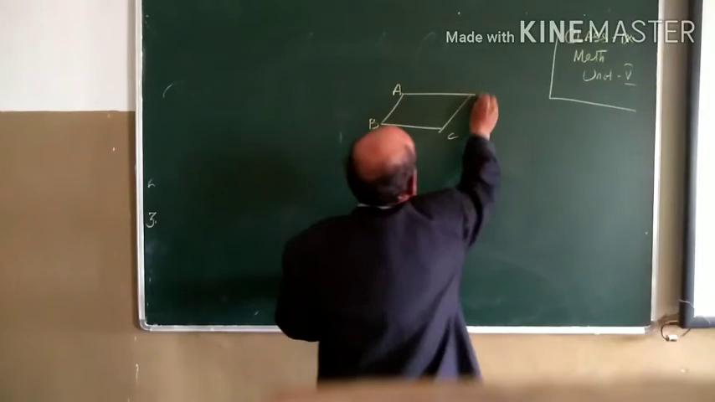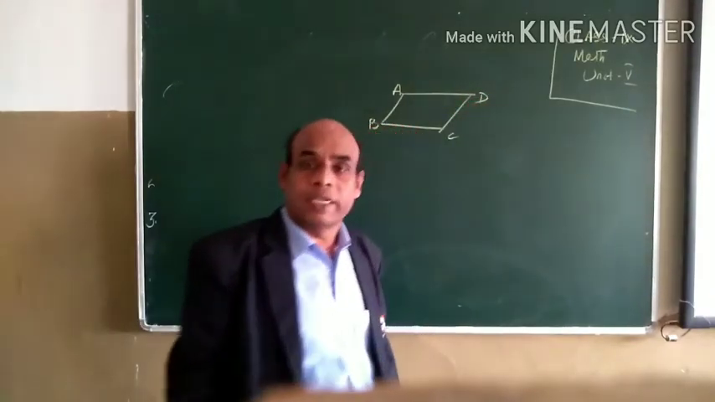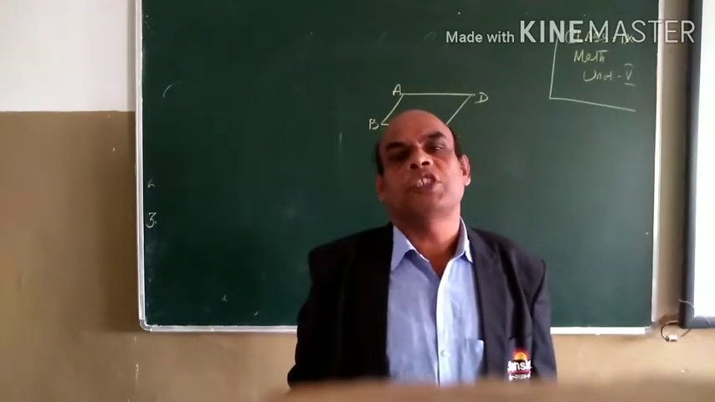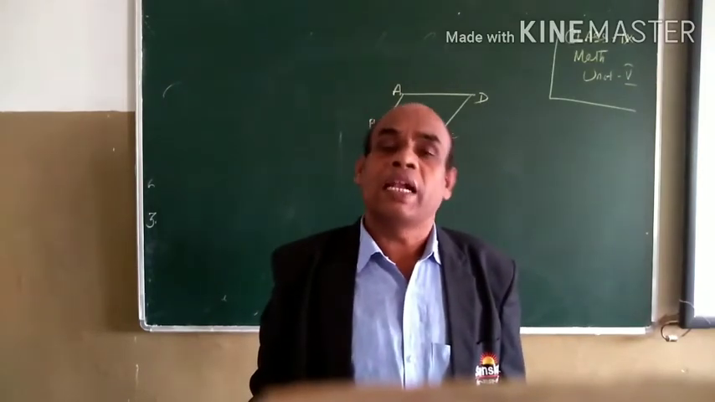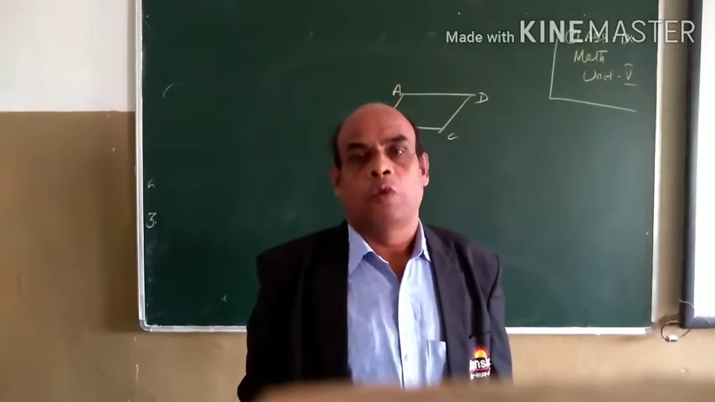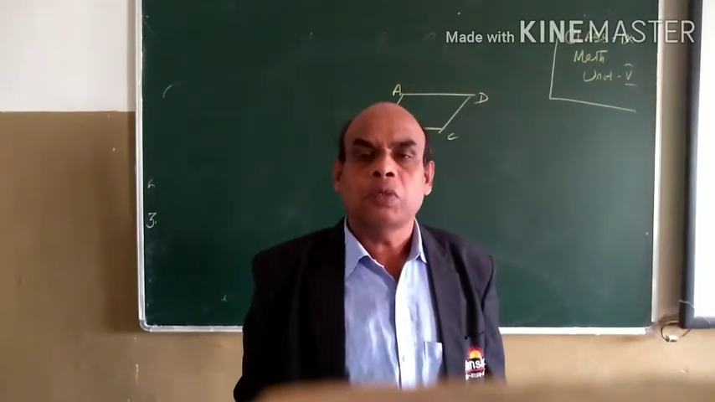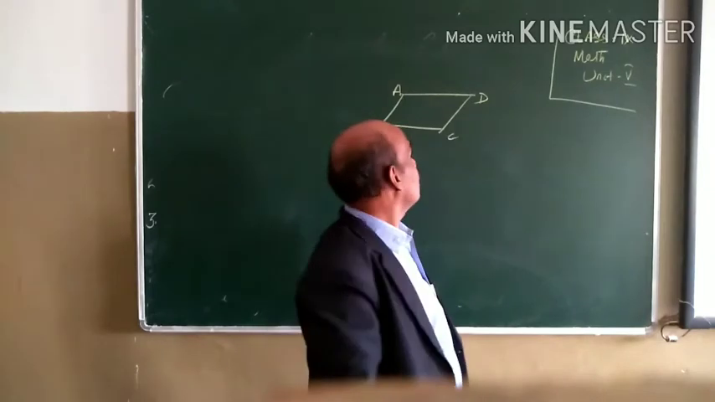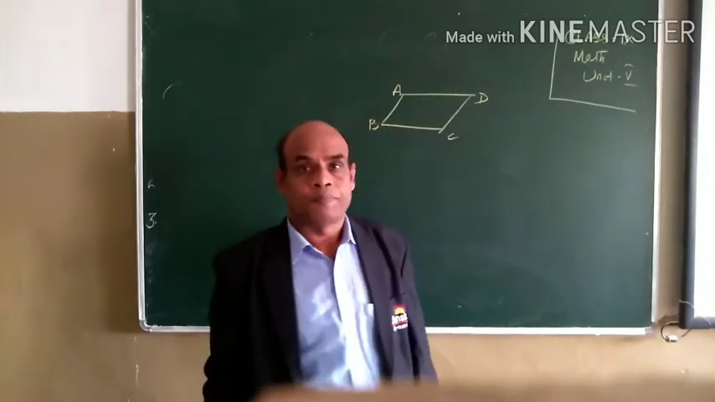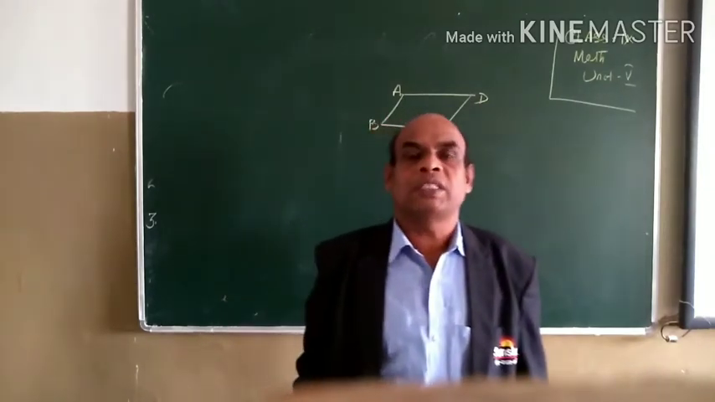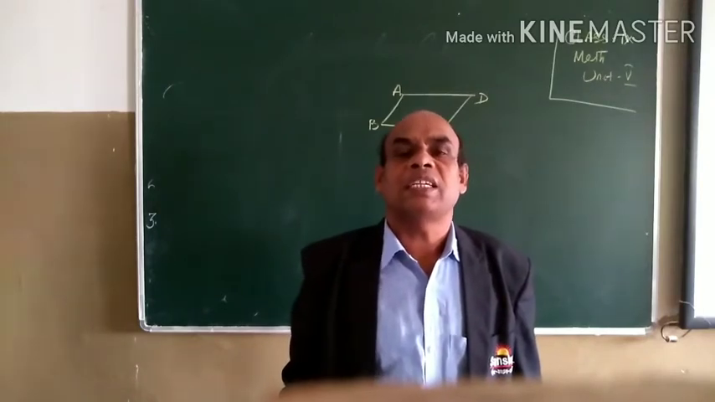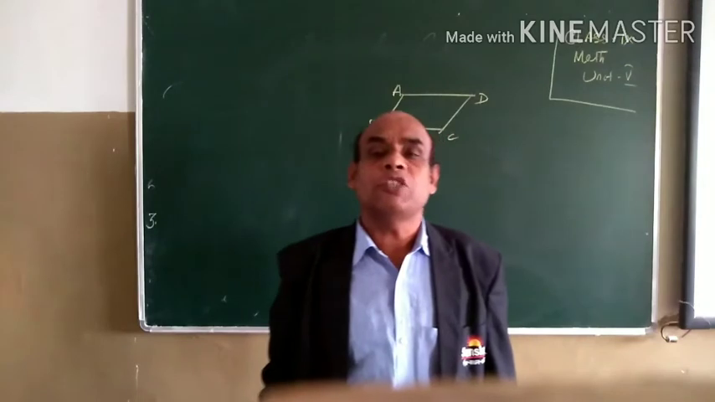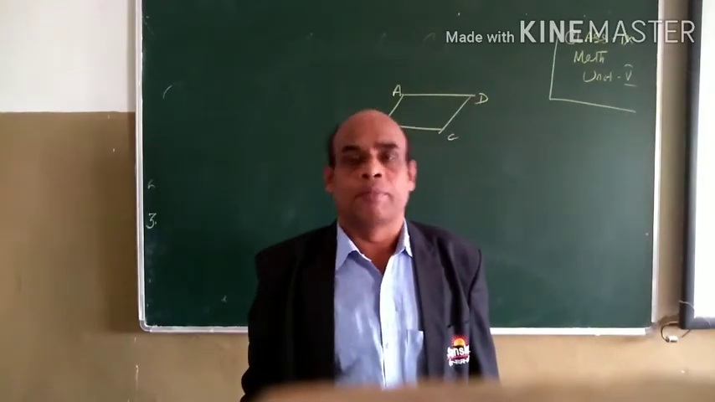We can say it is also a quadrilateral. Opposite sides are parallel to each other. So this is called a parallelogram. Otherwise you can say opposite sides are equal to each other. So a rectangle is also a parallelogram.